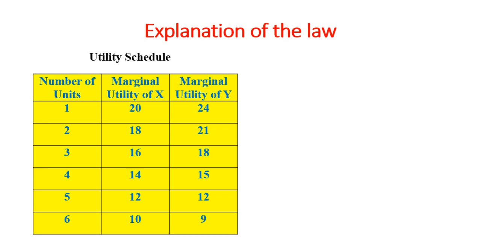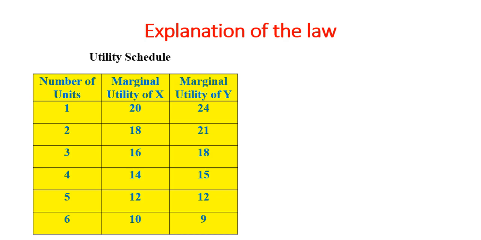But he has need to buy both the commodities to satisfy his wants. That's why he will spend his entire income on both the commodities in such a manner that the marginal utility of the last rupee spent on each commodity should be equal.